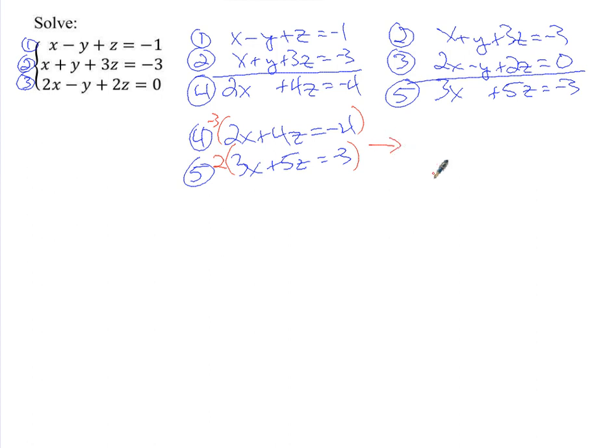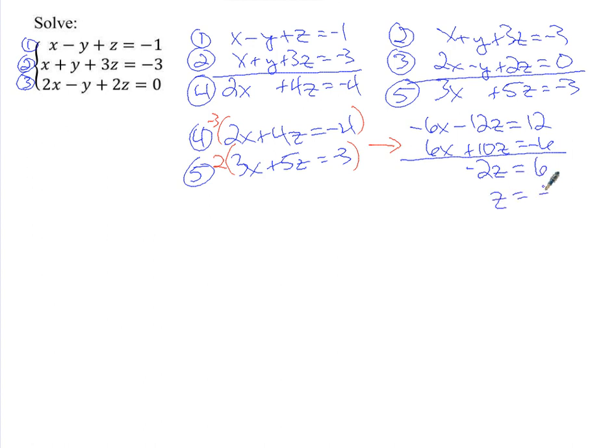So now I can draw my arrow over. And if you haven't been doing that with elimination problems, you need to do it now. Draw my arrow over, and I can rewrite that system. Negative 6x minus 12z equals positive 12. Positive 6x plus 10z equals negative 6. We have opposites, so now we can add. We get negative 2z equals positive 6, which means z equals negative 3.